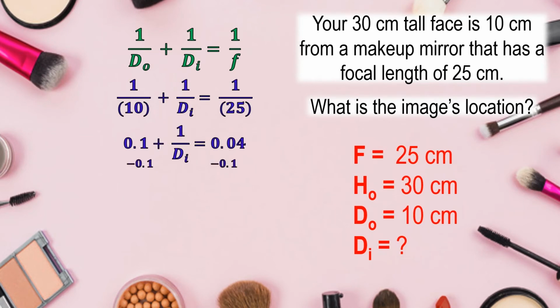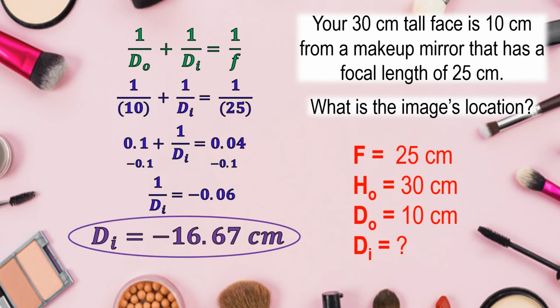Subtract to solve for 1 over di. But remember to take that inverse. You can either use that inverse button on your calculator or take 1 divided by negative 0.06. That negative di, because I'm inside the focal point, reminds me that I have a virtual image. That image appears inside or behind the mirror.